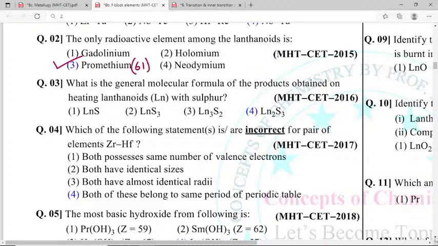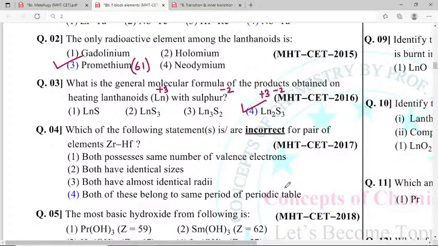What is the general molecular formula of the product obtained on heating lanthanide with sulfur? Lanthanide with sulfur, Ln2S3. Lanthanide plus 3 oxidation state, always remember plus 3, and sulfur minus 2. So lanthanum as plus 3 and sulfur as minus 2.